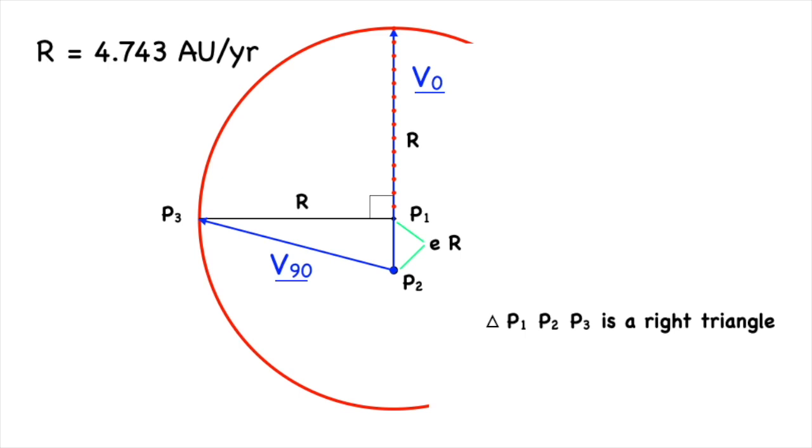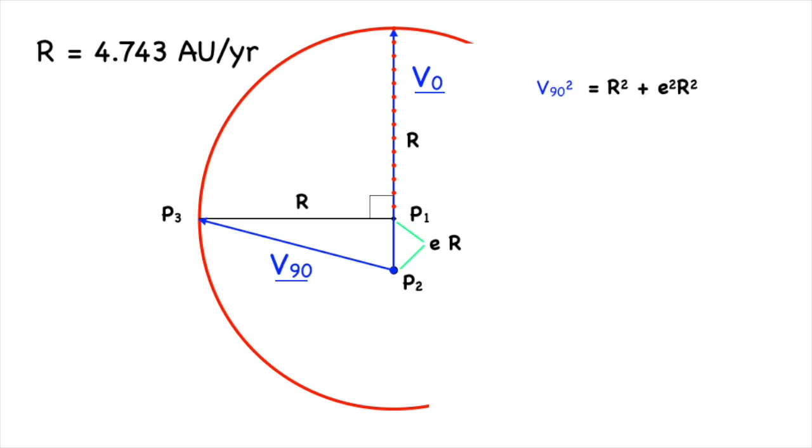Triangle P1, P2, P3 is a right triangle, so we can use the Pythagorean theorem to find another expression for v sub 90. Thus, v sub 90 squared equals capital R squared plus e squared times capital R squared. Simplifying, we get v sub 90 equals capital R times the square root of 1 plus e squared.